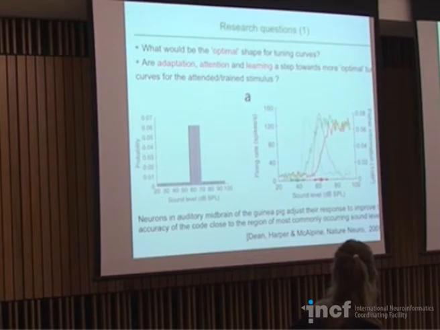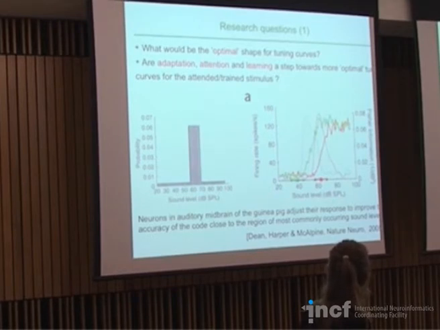He's recording from the auditory midbrain of the guinea pig and presenting sound levels to those animals. He is looking at the neural activity and adapting the animals to given ranges of sound levels, so around 40 or around 60, and measuring the activity in terms of firing rate for the sound levels.